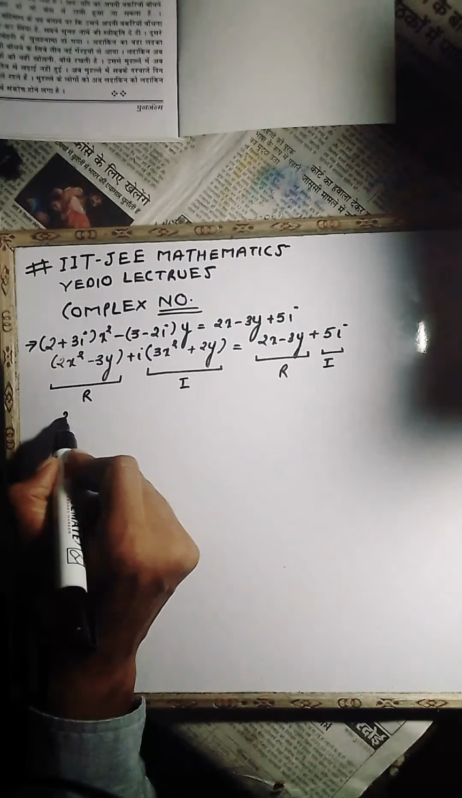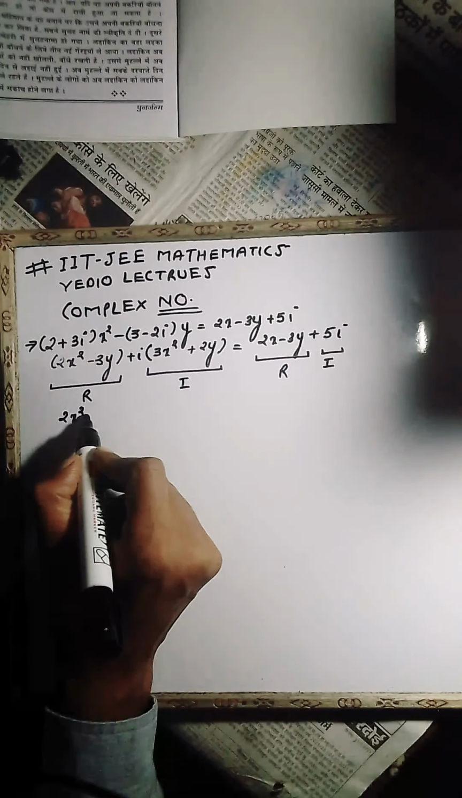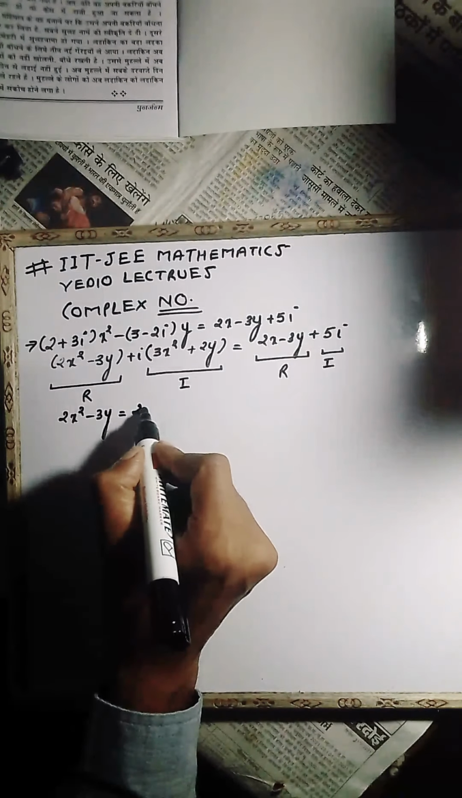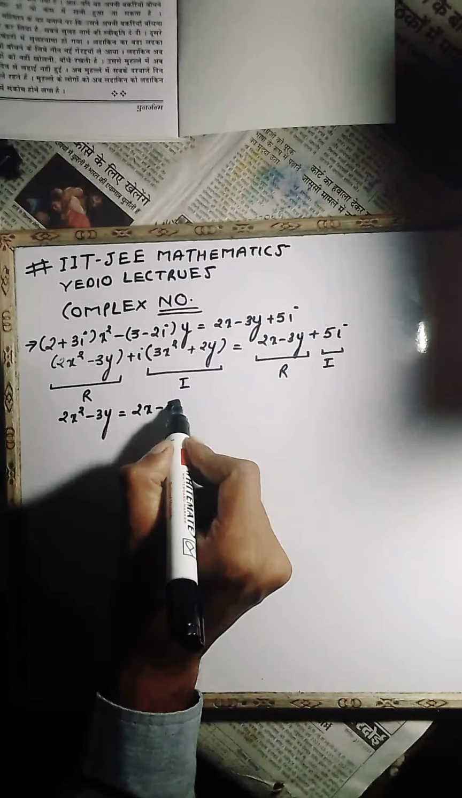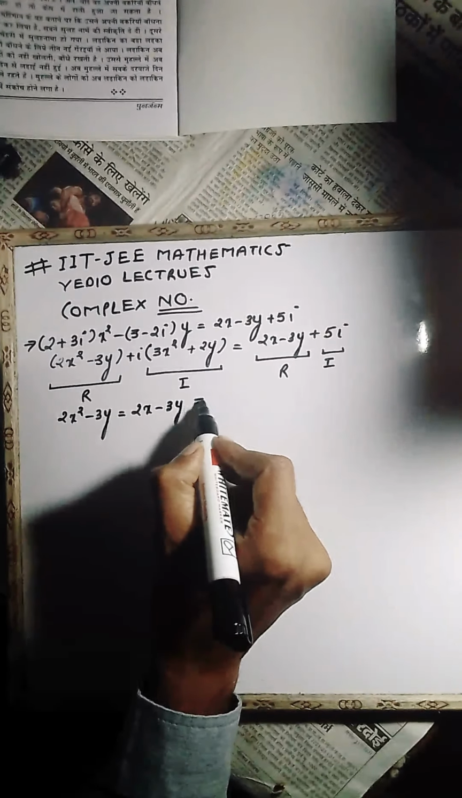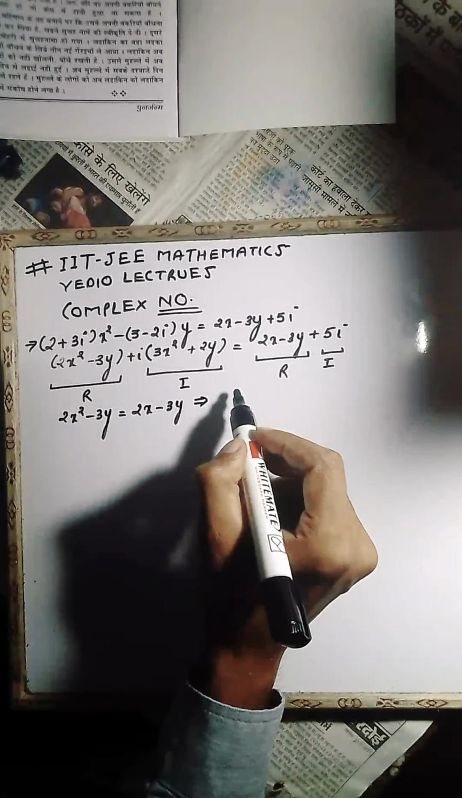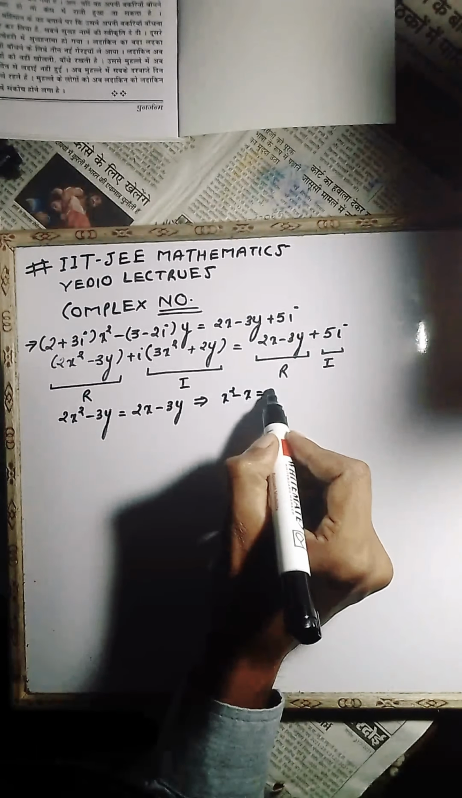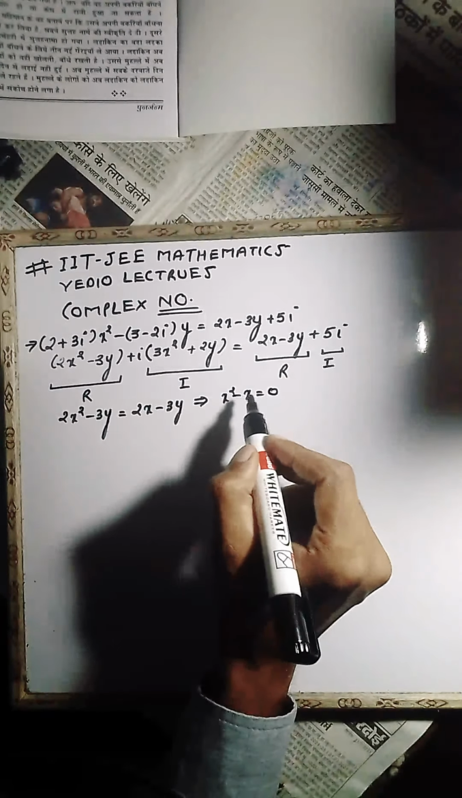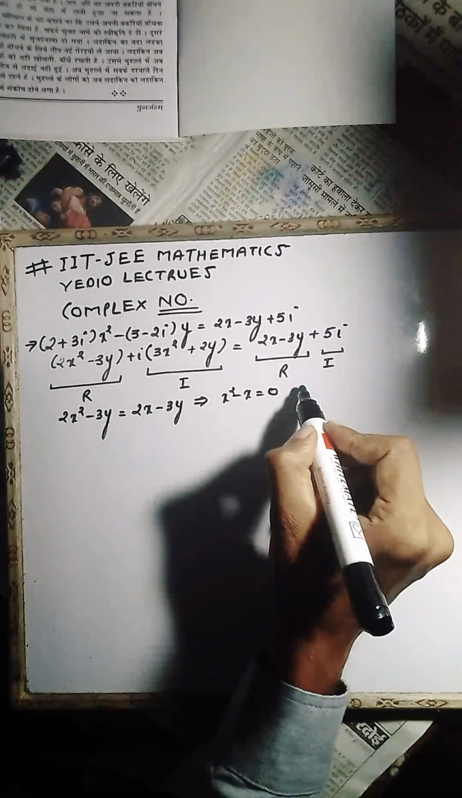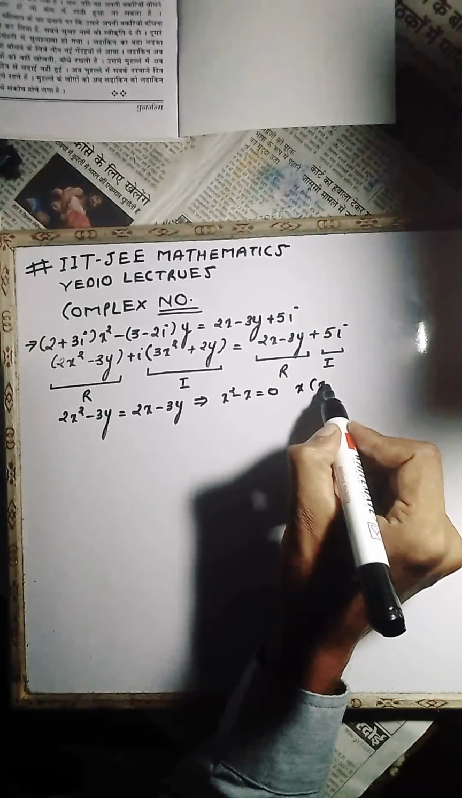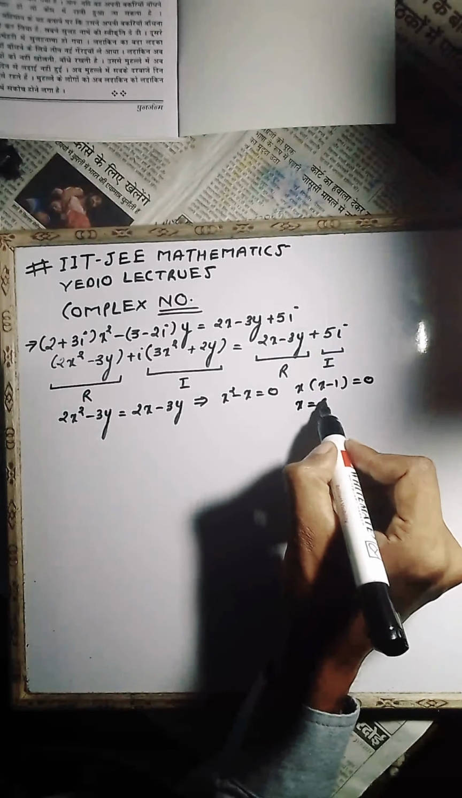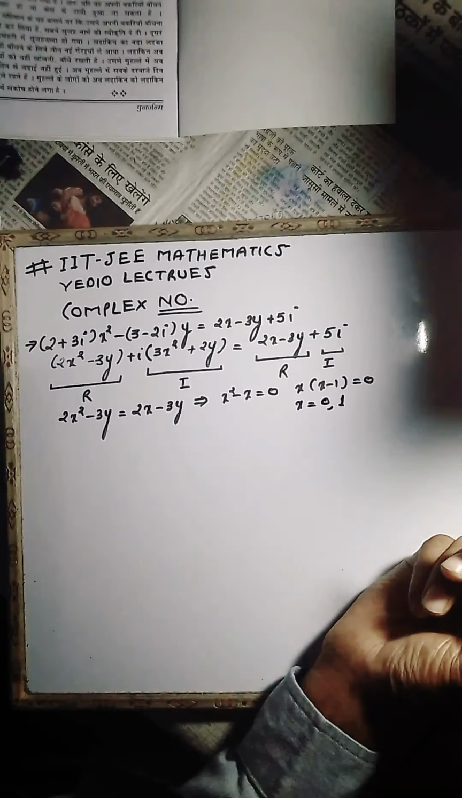So 2x square minus 3y equals 2x minus 3y. So x square minus x equals 0. So now we have the answers x equals 0 and 1.